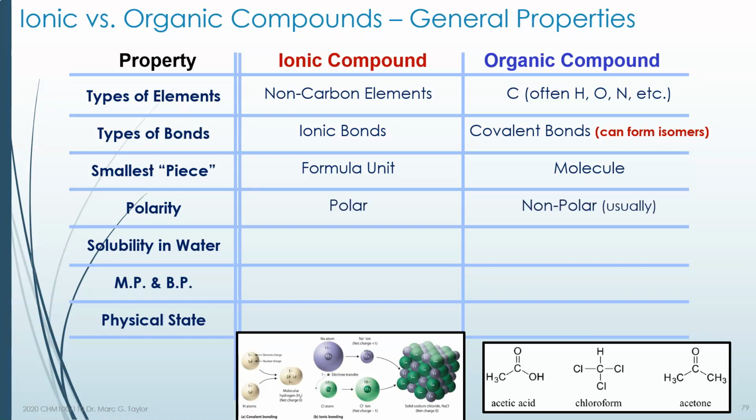Because ionic compounds are made of positive and negatively charged ions, they tend to be very polar. They have obvious differences in charges, and this will also make them very soluble in water most of the time. Whereas organic compounds, since there's a large hydrogen and carbon content in most organic molecules, they tend to be nonpolar because carbon to carbon and carbon to hydrogen bonds are very nonpolar bonds, and therefore the molecules tend to be nonpolar. There are some exceptions.